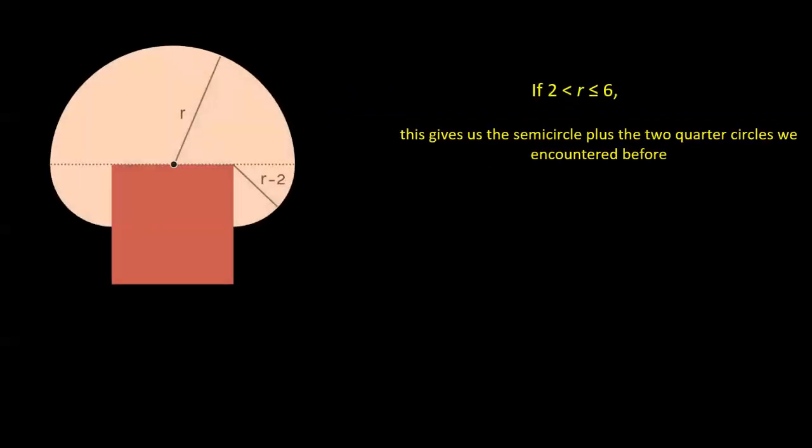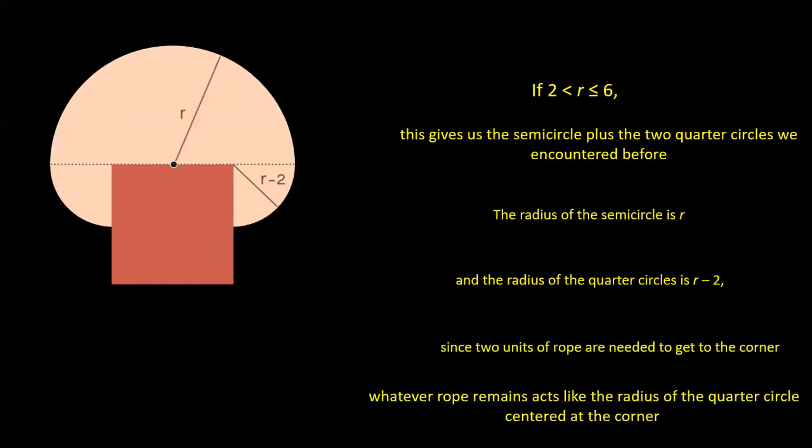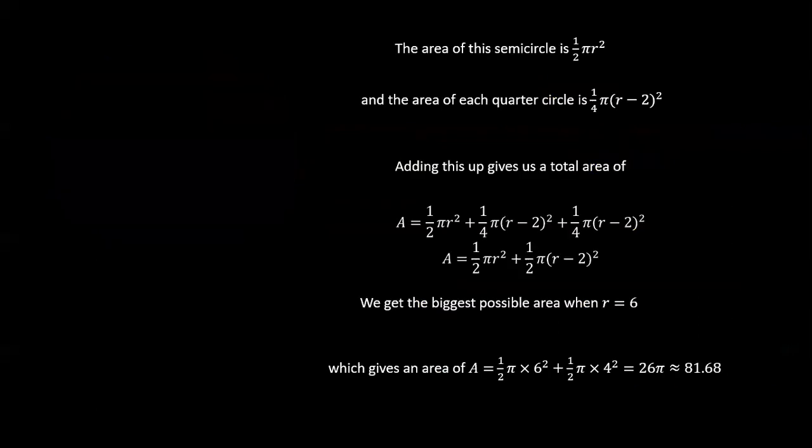If r is between 2 and 6, that gives us a semicircle plus 2 quarter circles, as we encountered before. The radius of the semicircle is r and the radius of each quarter circle is r minus 2. Since 2 units of rope are needed to get to the corners, whatever rope remains acts like the radius of the quarter circle centered at the corner.